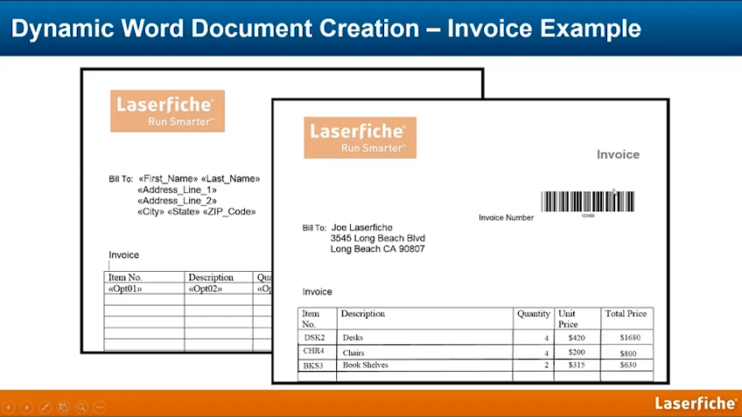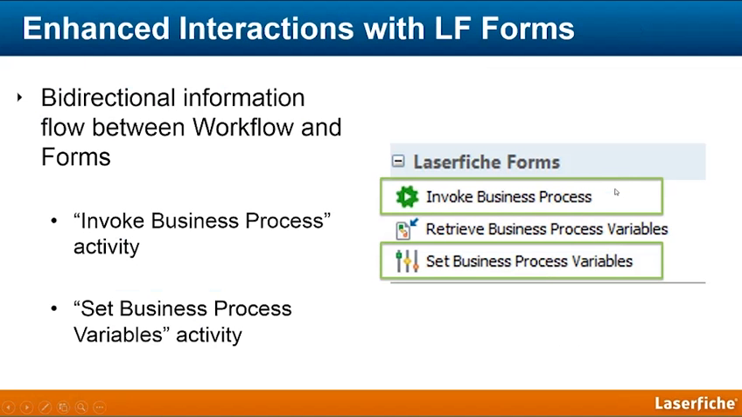Okay, so the other major enhancement in Workflow 10 is enhanced interactions with forms. This would center on two new activities: the Invoke business process activity, which launches a new forms process from Workflow, and the set business process variables activity, which lets Workflow pass information into forms processes. So essentially, Workflow can now send information to forms and can talk back to forms when forms calls into it. This can greatly increase flexibility and power when we have both of these combined together.